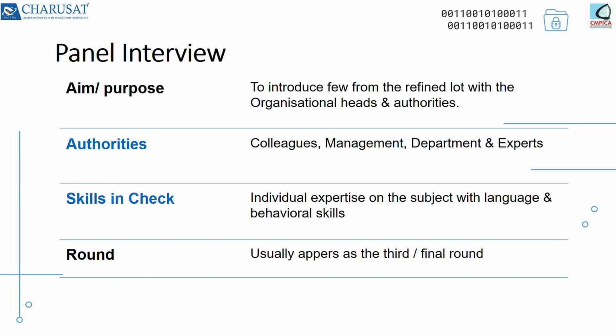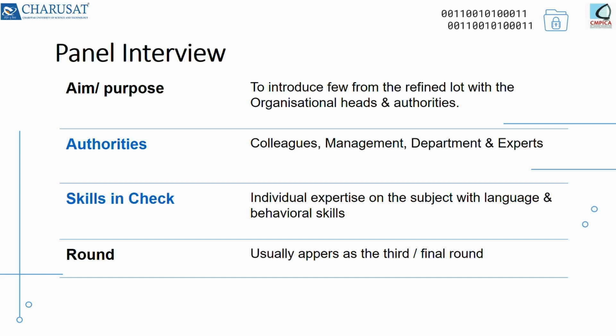So the authorities involved in panel interviews are colleagues, management, department experts, even the owners, if they are there. From the very bottom to the highest level, the panel could be given a designated post, and therefore panel interviews are extremely crucial.